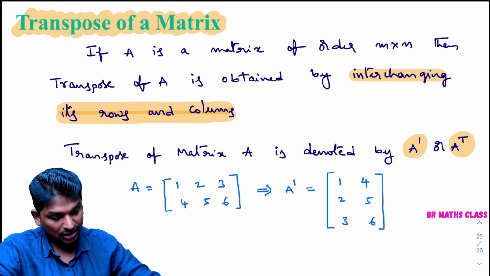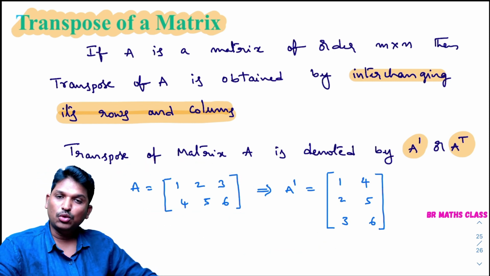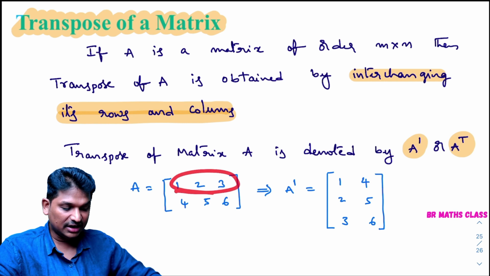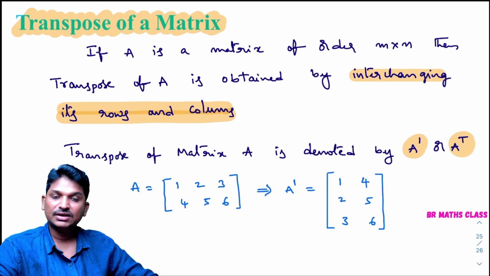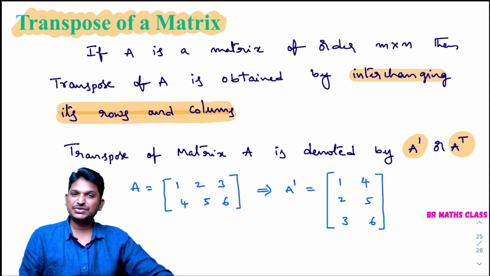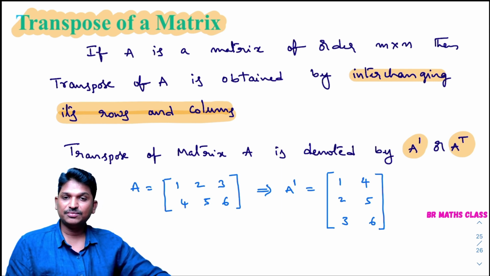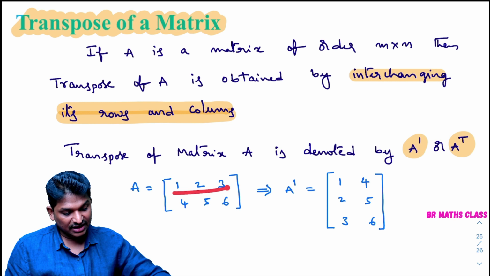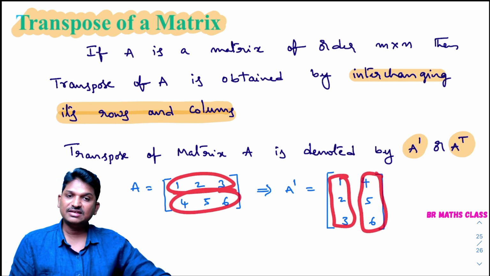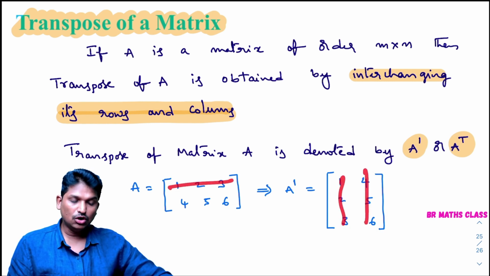Now, this is matrix A. Its transpose is like this. You observe actually what I did. I took a row and converted it into a column. Transpose of a matrix is obtained by interchanging its rows and columns. That means we interchanged rows into columns, columns into rows. I just took the first row, wrote it as the first column, took the second row, wrote it as the second column.